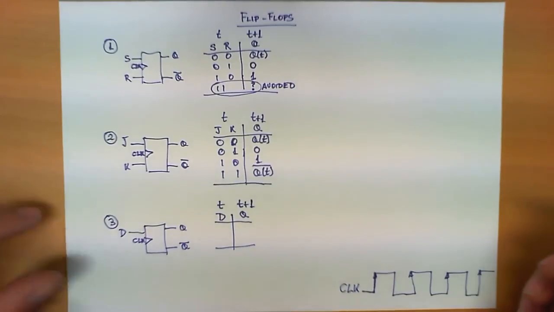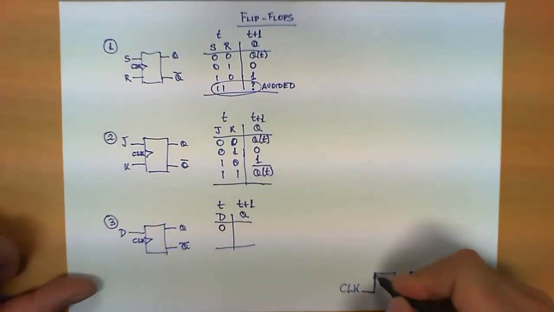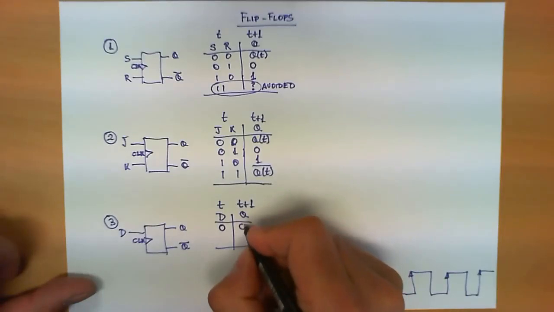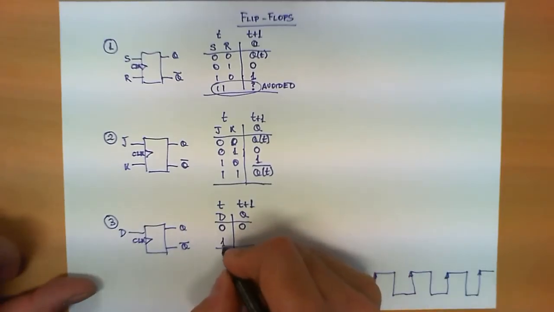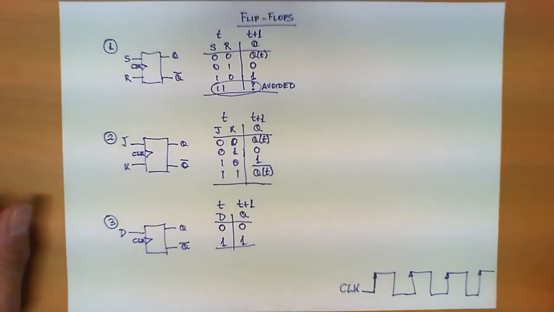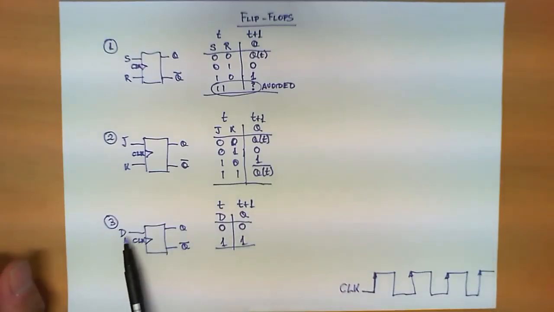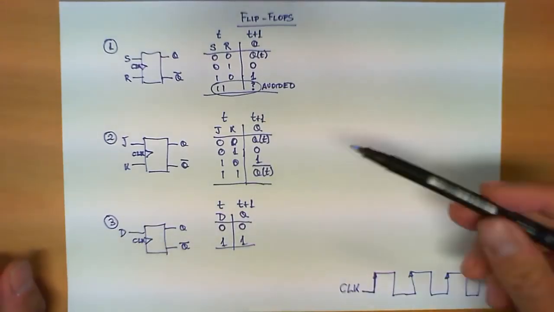And this is the simplest of all transition tables. When D is 0 and the next rising edge comes, Q will become 0, and when D is 1 and the next edge comes, Q becomes 1. Now out of these three, clearly the easiest one to remember is this one, because we can say that in the D flip-flop the output follows the input whenever the clock ticks.